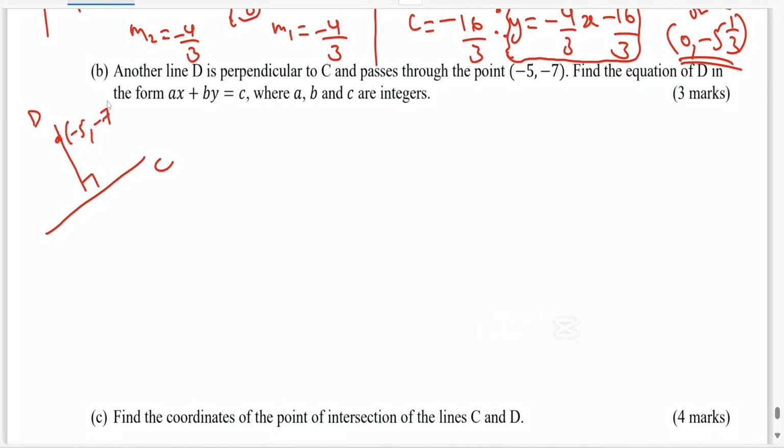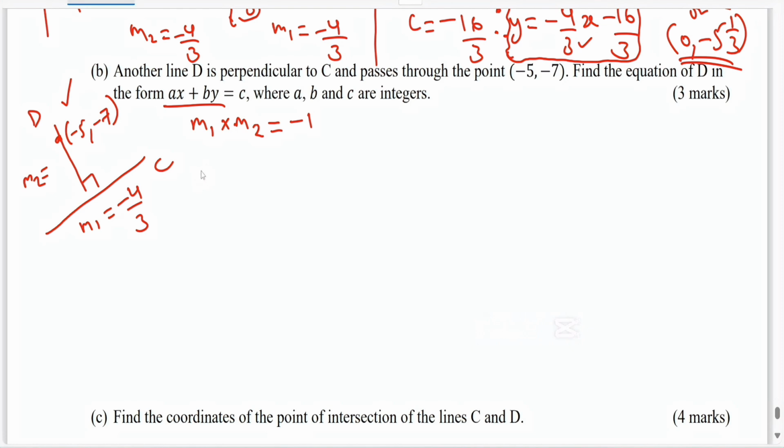Find the equation of D, not in the form y equals mx plus c, but in the form ax plus by equals c, where a, b and c are integers. So what do you know? The gradient of C is -4/3. We don't have the gradient of line D, but we have a point on D. To write an equation you need a point and a gradient. The relationship of perpendicular lines is that m1 times m2 equals -1.